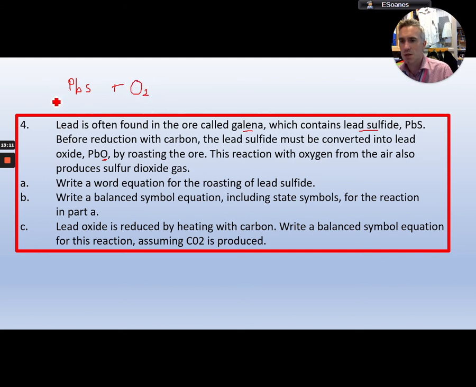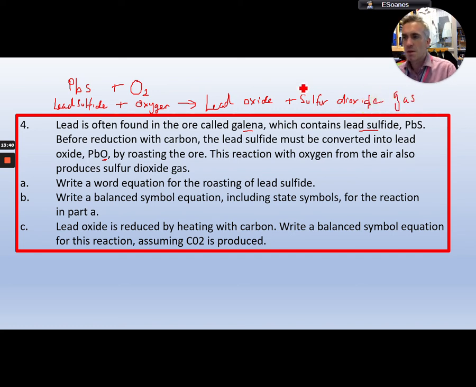I was going to do it in words, wasn't I? Sorry, lead sulfide plus oxygen, arrow, and then it turns into lead oxide and sulfur dioxide gas.